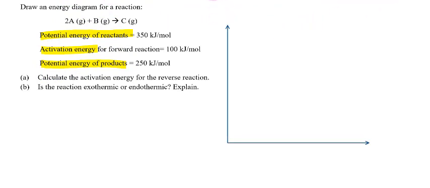So let's start drawing the diagram. Here at the y-axis, we have the potential energy, and the unit for the potential energy is kilojoule per mole. As for the x-axis, just put it as reaction progress.